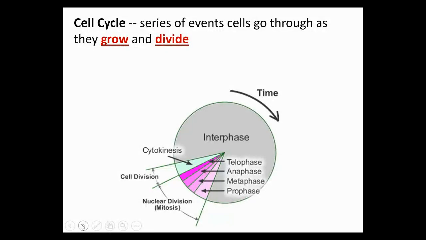Moving right along. The cell divides by a series of events. Interphase, we notice, is the greatest length of time, and this is where the cell grows, it does its job, and its DNA is copied. Then we have prophase, metaphase, anaphase, telophase. Cytokinesis is where you have 2 daughter cells formed.